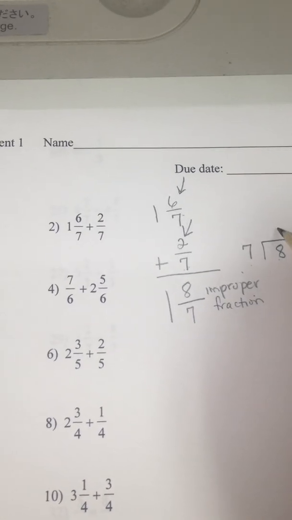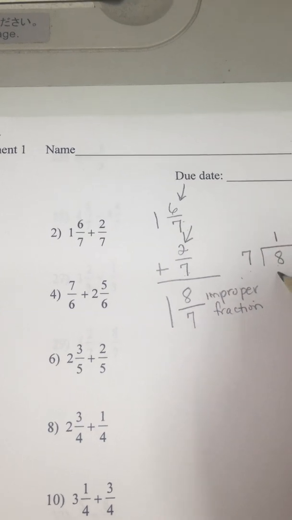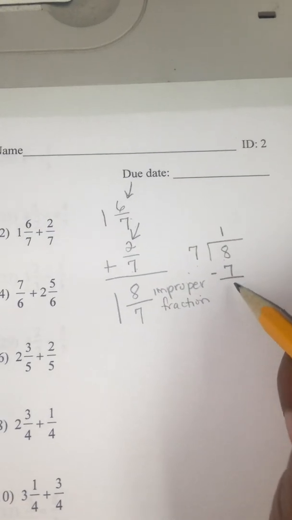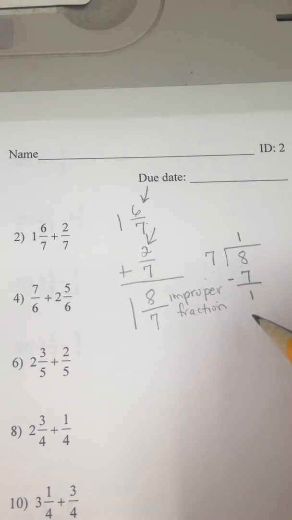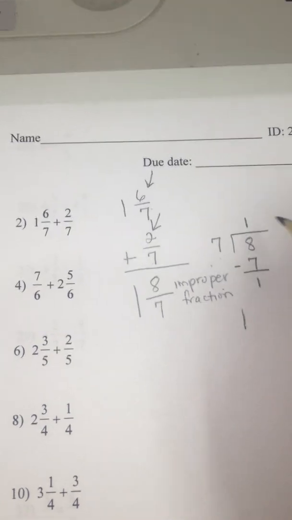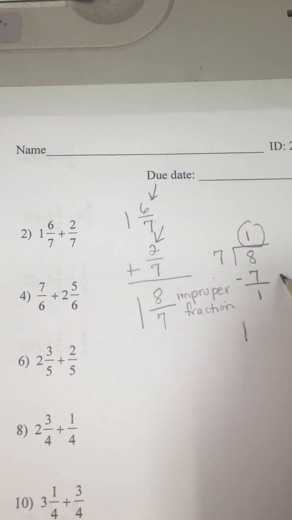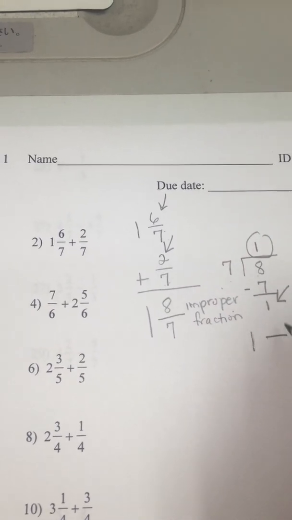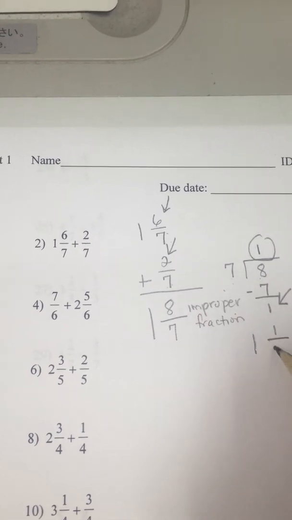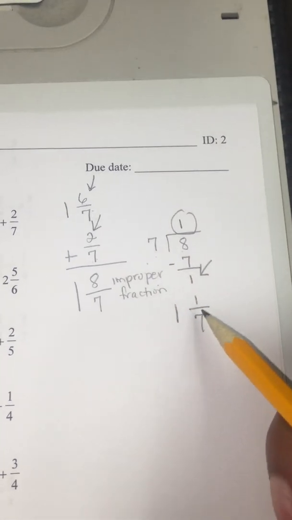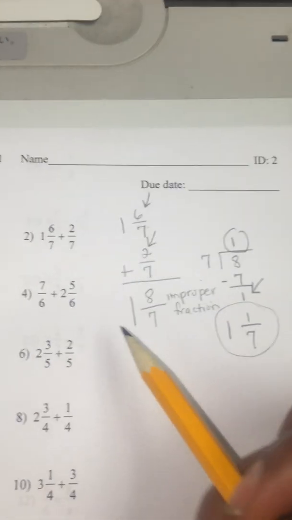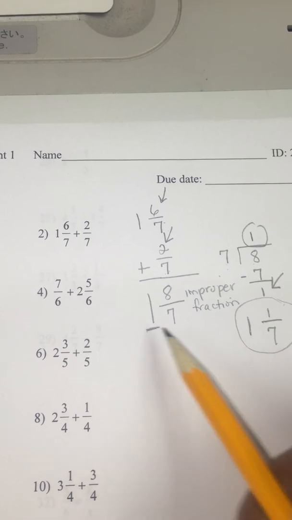7 will go into 8 one time. 1 times 7 is 7. 8 minus 7 is 1. So the mixed number will be 1 and, because this is the whole number, 1. And then you're looking at your remainder. The remainder was 1, and you divide it by 7. So this is 1 and 1 over 7, but I forgot I have this whole number 1 over here.